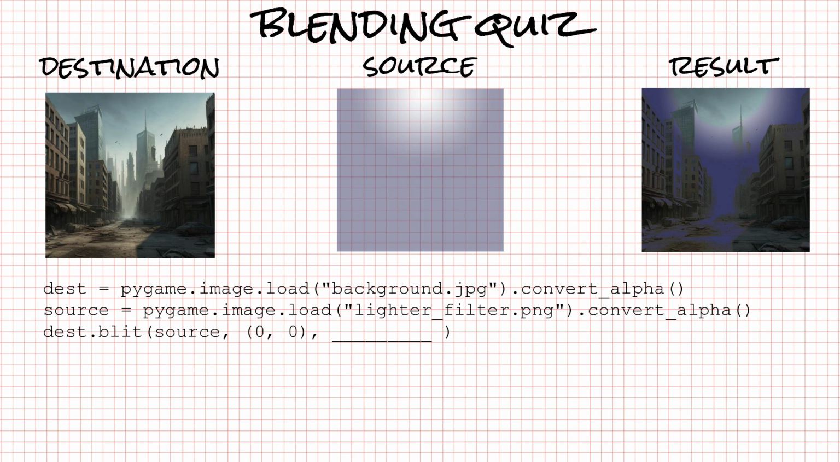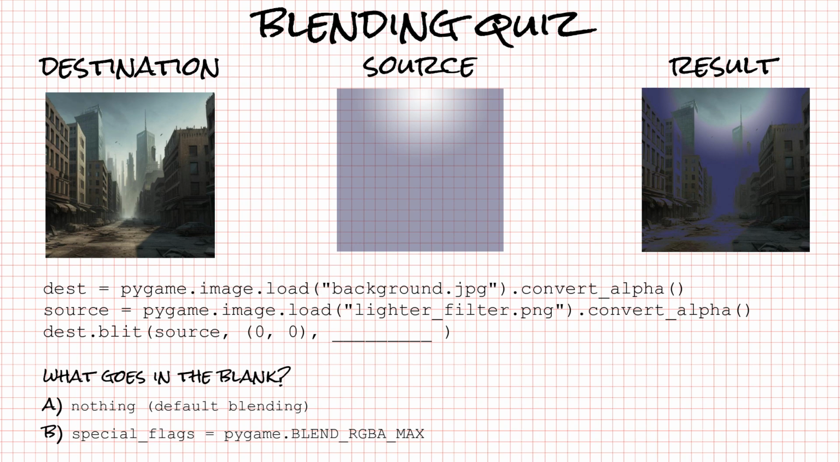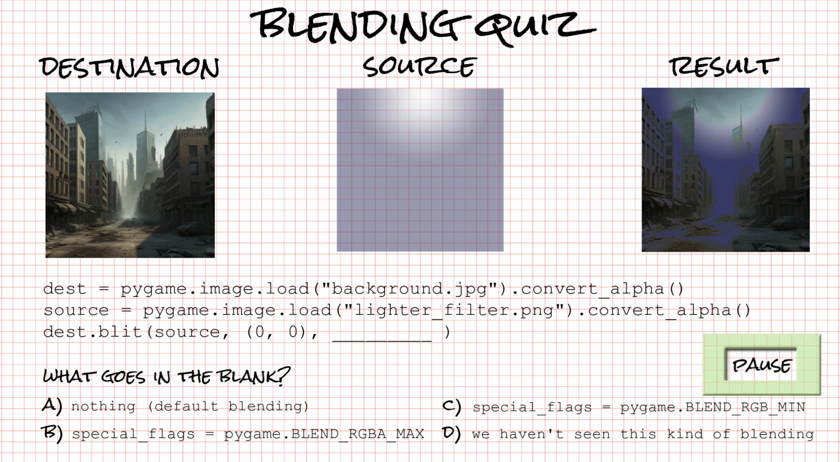Now we're combining these again with dest.blit source 0, 0, blank. What goes in the blank? Is it A, nothing, the default blending mode, B, special flags equals pygame.BLEND_RGBA_MAX, C, special flags equals pygame.BLEND_RGB_MIN, or D, this cannot be achieved with what we've learned in this video? Pause and work it through. Did you get it? The answer is C, blend RGB min.